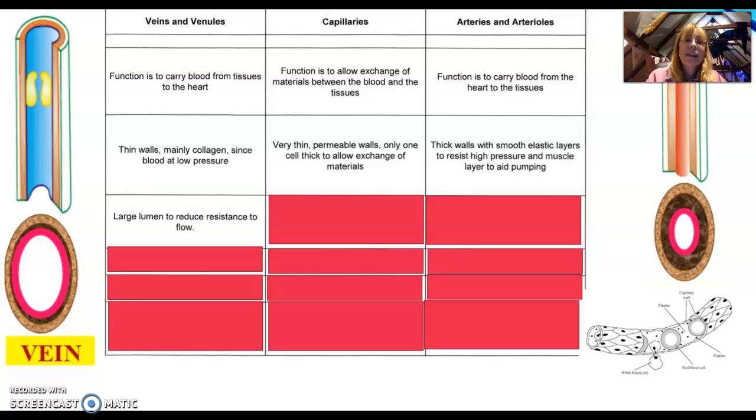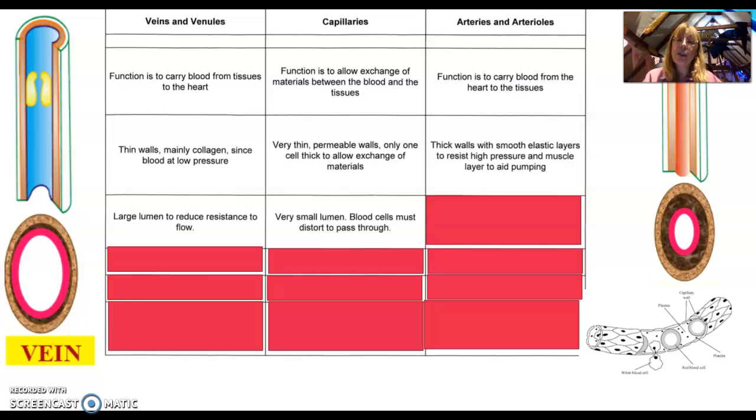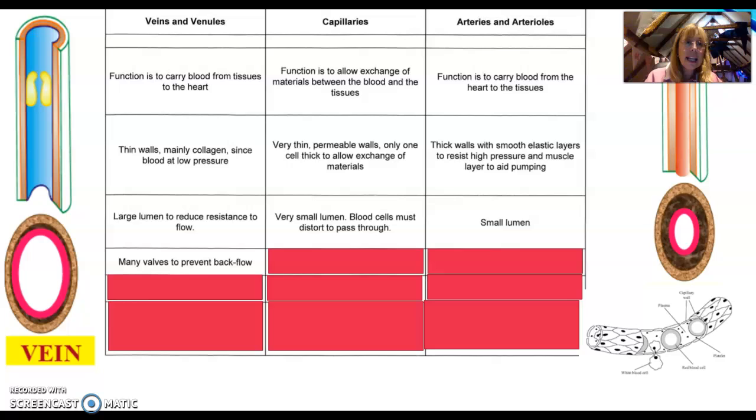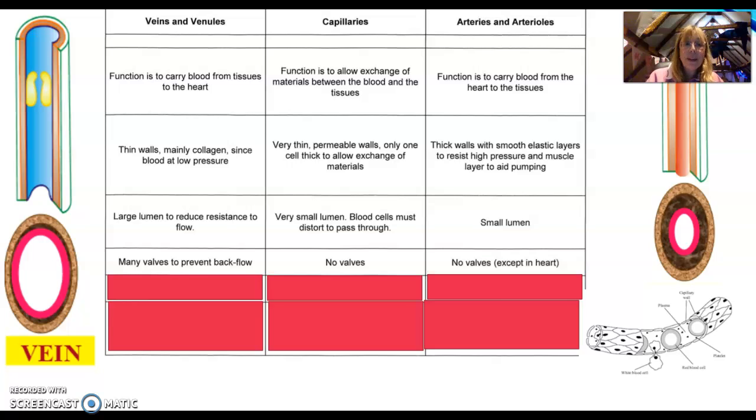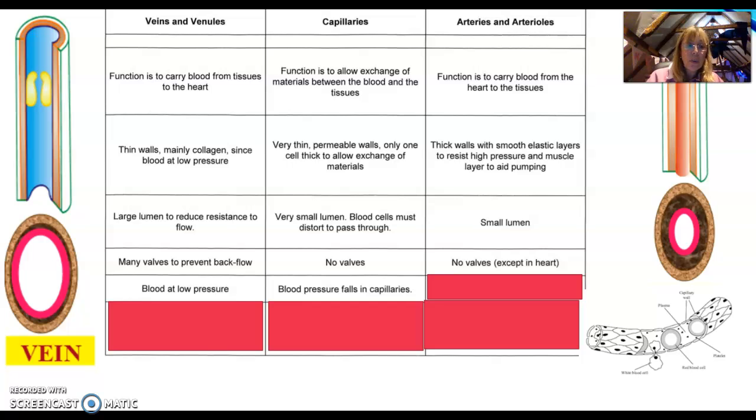By comparison, the veins have a large lumen to reduce the resistance to flow. Capillaries have a small lumen. In fact, the blood cells almost travel through single file. And the arteries have a small lumen to increase the pressure of the flow of blood. Veins have valves, whereas none of the others have valves. Veins have blood traveling at a low pressure, where it is at high pressure in arteries, and the pressure falls completely in the capillaries.